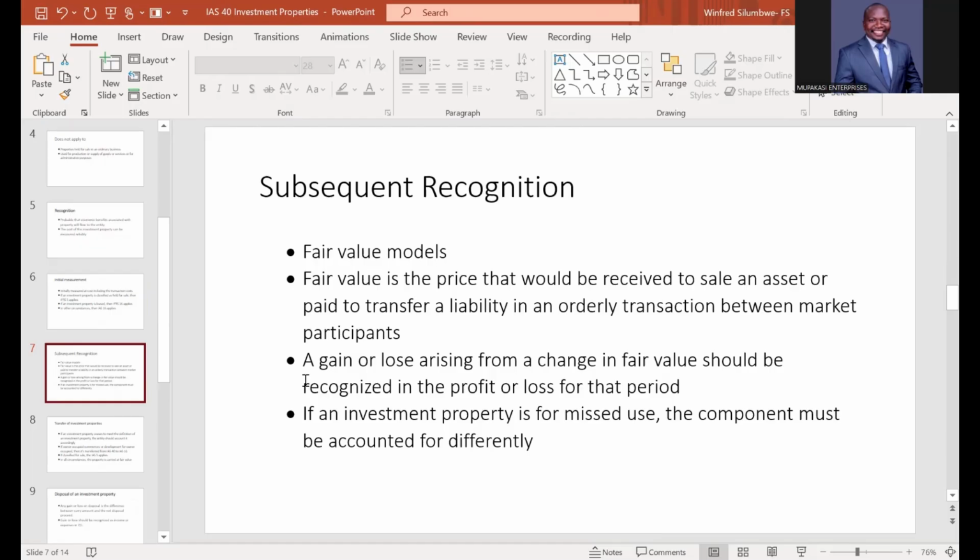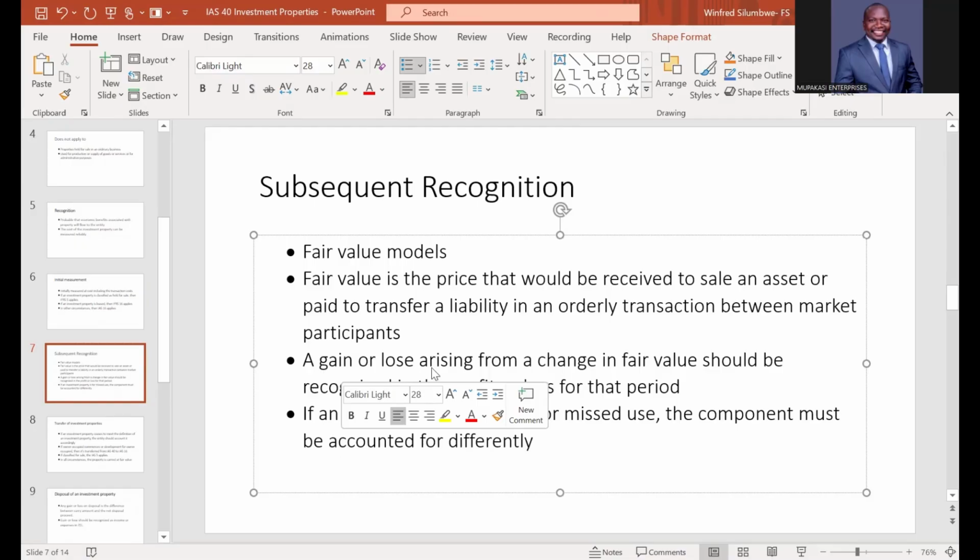Now, if it is a loss, for example, you value it now and find that the people who built the house, you spent 100 million. After evaluating it, the buyer says they can only buy at 80 million because the building is not properly done. Then that loss should be posted under profit and loss.